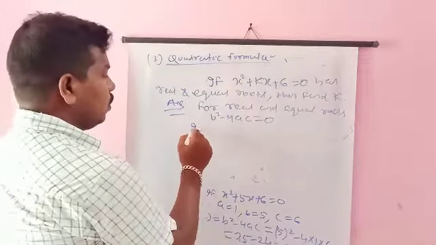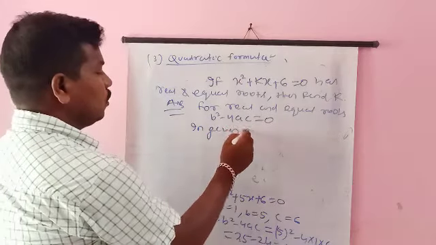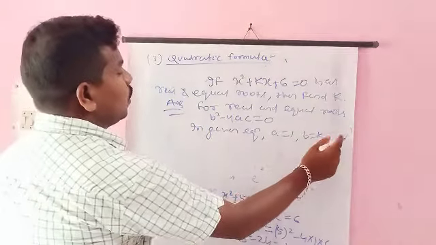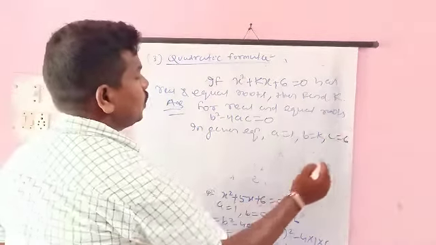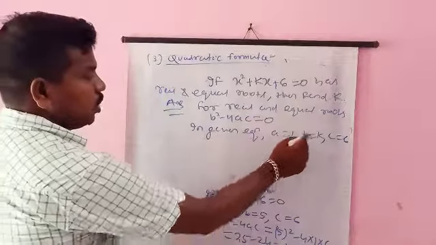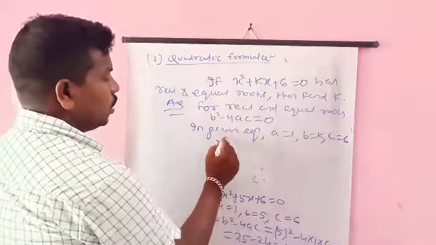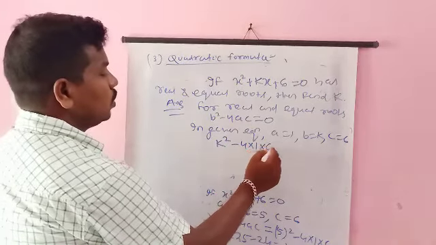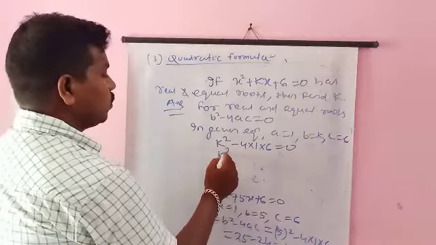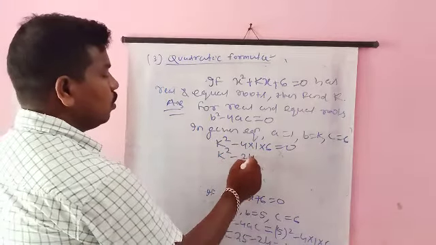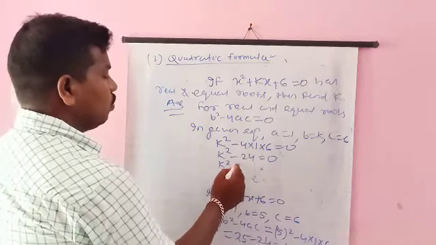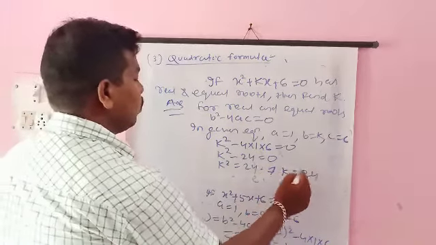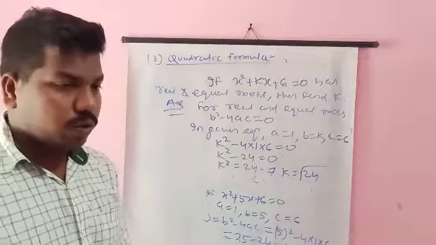So in the given equation, a equal to 1, b equal to k, and c equal to 6. So b square minus 4ac means k square minus 4 into a equal to 1 into c equal to 6 equal to 0. That means k square minus 4 into 6, 24, equal to 0. So k square equal to 24. Then that implies k equal to root over 24.